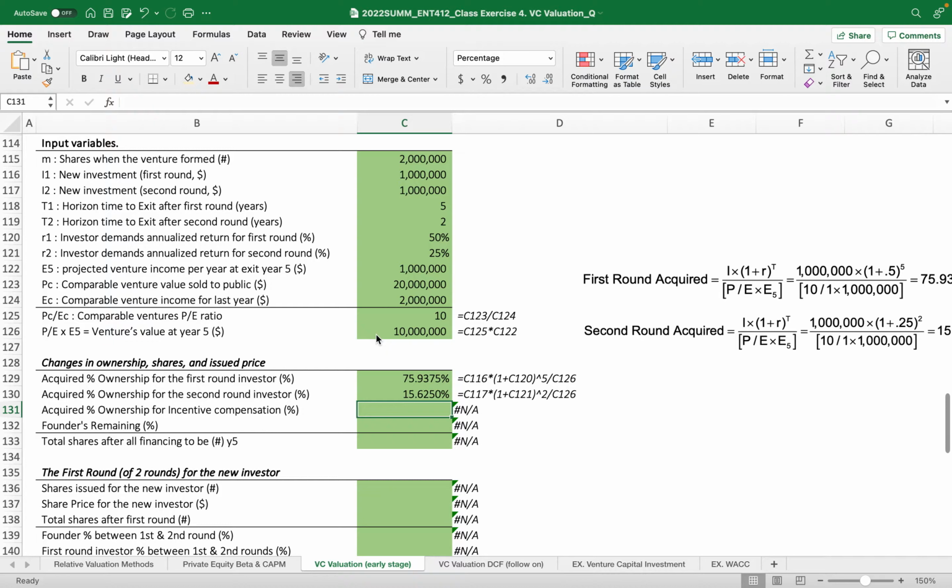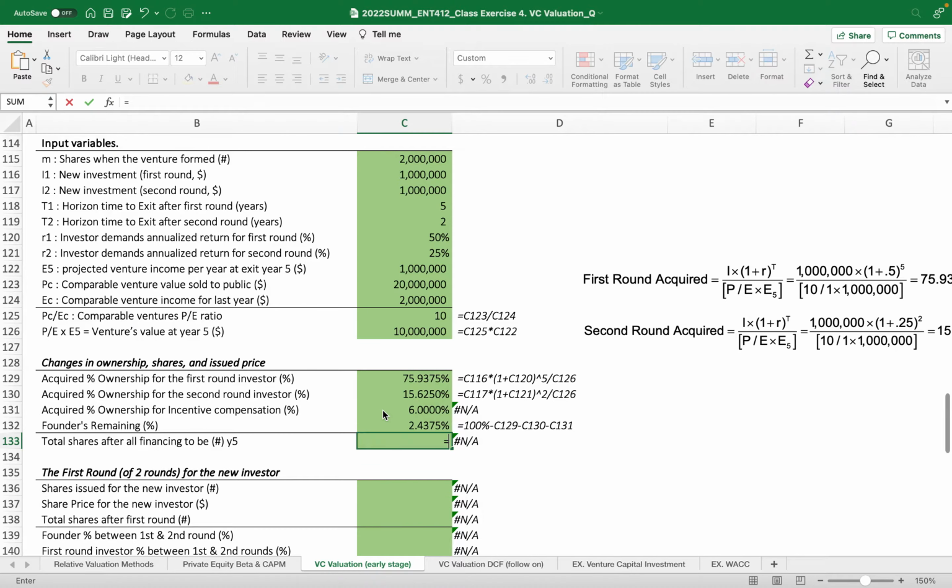Now, what is the other percentage of ownership to set aside for the investors' compensation? Right, the 6%, which is given. So we got 100% of total minus 75 minus 15 minus 6%. So 2.43% is the remaining, the founder's ownership.